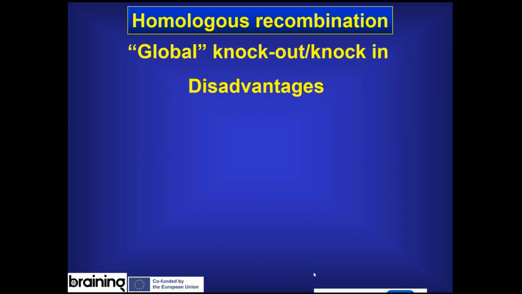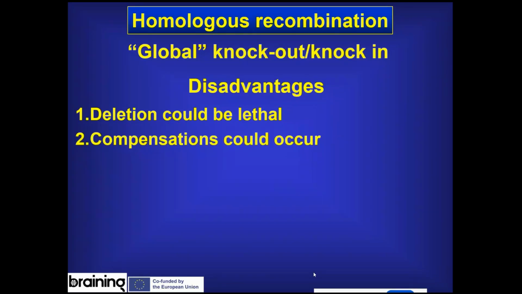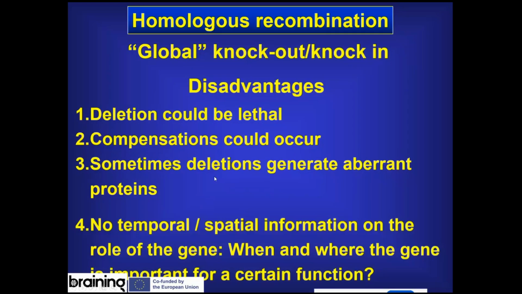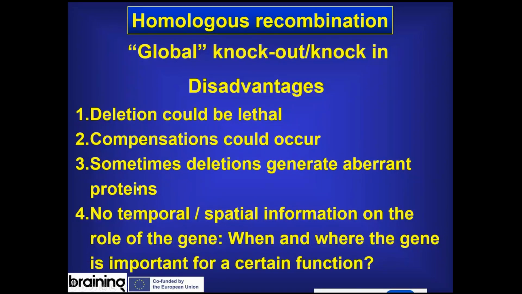Of course, global knockout and knock-in have disadvantages. The first one is that deletion could be lethal. You have no development because you need this gene. You can have compensation because a knockout is a knockout since embryogenesis, and the lack of one gene can be compensated by another gene. And sometimes the deletions can generate aberrant proteins. These are mostly technical difficulties, and there is also a theoretical disadvantage: a global knock-in or knockout cannot give any temporal or spatial information on the role of a gene, when and where the gene might be important for certain functions.